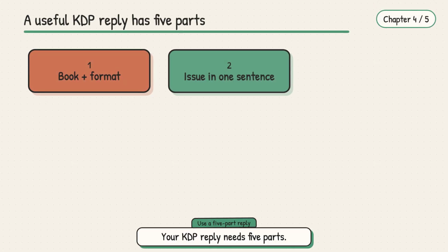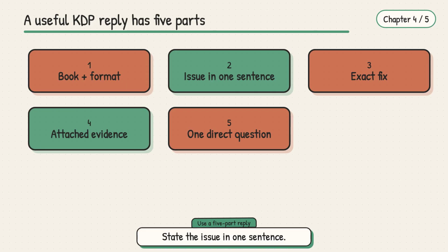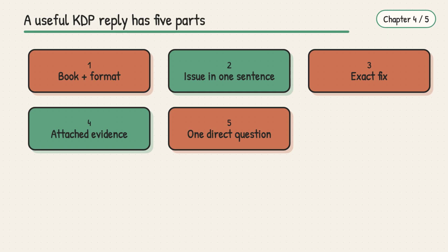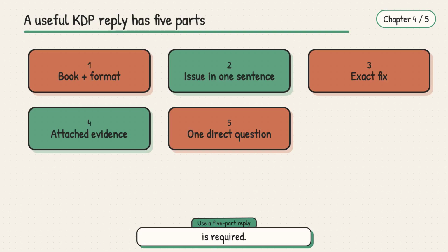Your KDP reply needs 5 parts. Name the book and format. State the issue in one sentence. Say exactly what you changed. List the attached evidence. End with one direct question asking whether anything else is required.